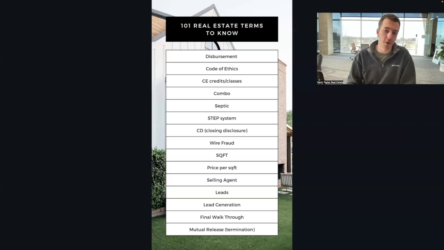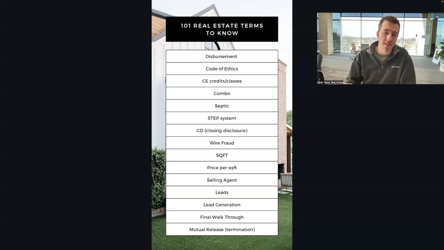SQFT, or square footage. You'll hear this a lot. So homes that are 1,500 square feet, that's how big the house is. Price per square foot. You'll hear this a lot, or with different metrics or on the news that they say, hey, Nashville is past $200 a square foot on average. So it's just calculating price point per square foot.